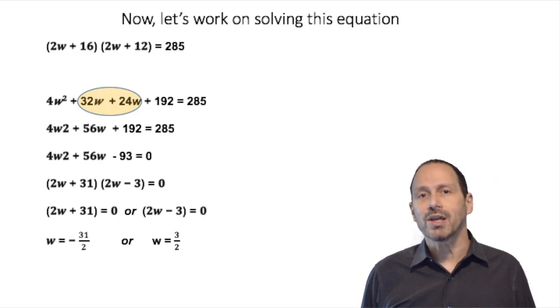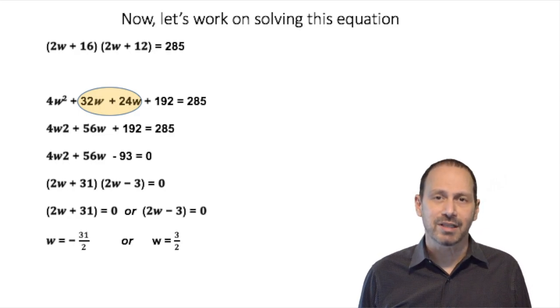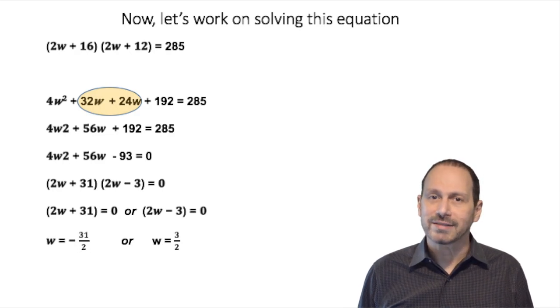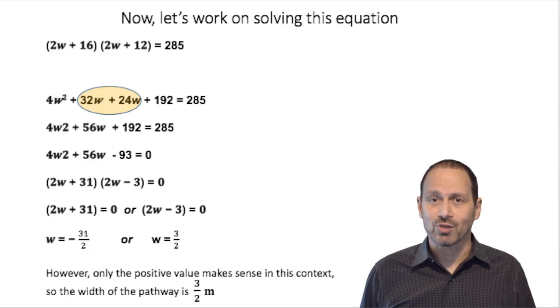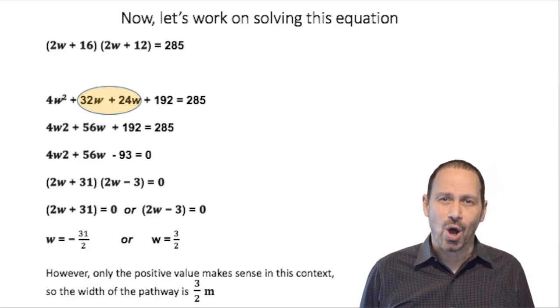Now, because we're talking about area and about the dimensions of the garden, we're talking about distance. And in the context of distance, only positive results make sense. Only positive results can be used in the contextualization of this problem. This is because distance is always positive.